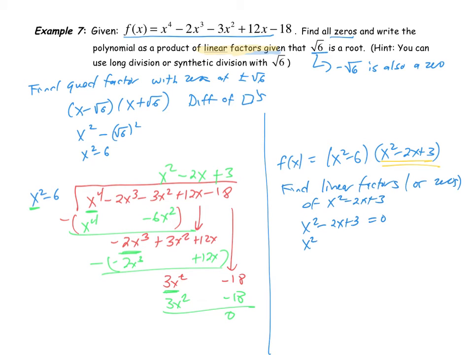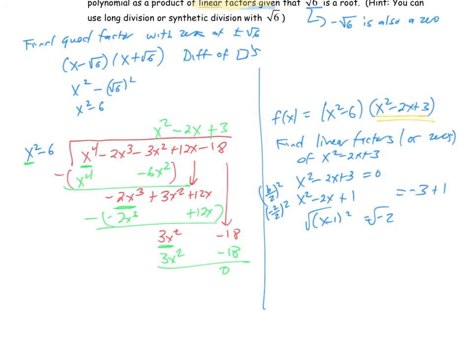I'm going to complete the square. You could also do the quadratic formula. So I'm going to put the 3 on the opposite side. I want to add b over 2 squared, which in this case is negative 2 over 2 squared, which is 1. I'm going to add 1 to both sides. So now I have x minus 1 squared is equal to negative 2. Take the square root of both sides, extract square roots. So we're going to have x minus 1 is equal to plus or minus the square root of negative 2. So x equals 1 plus or minus i rad 2. Those are our two additional zeros.